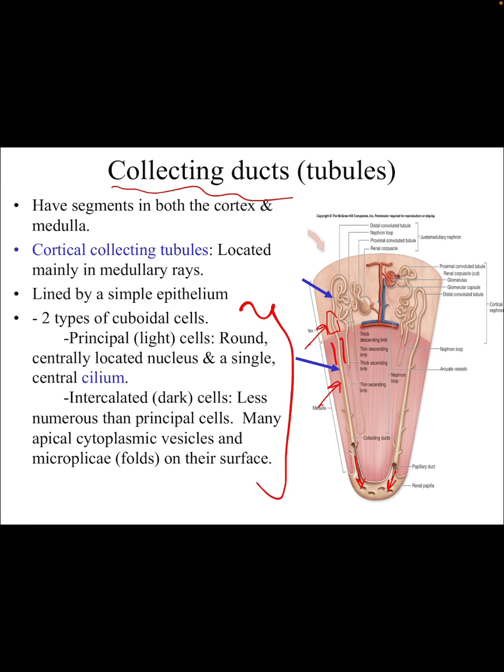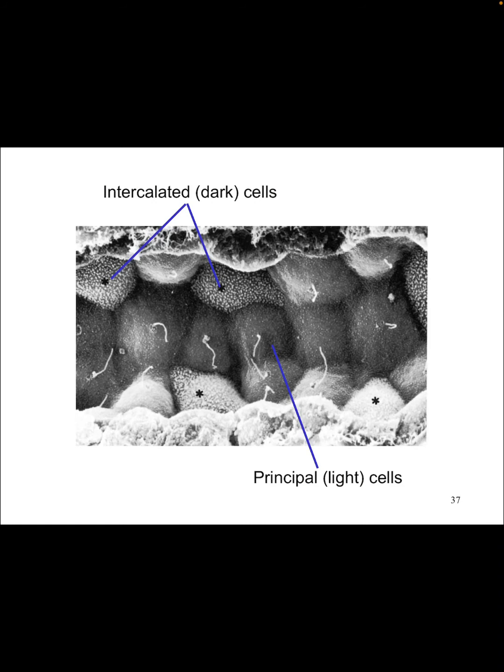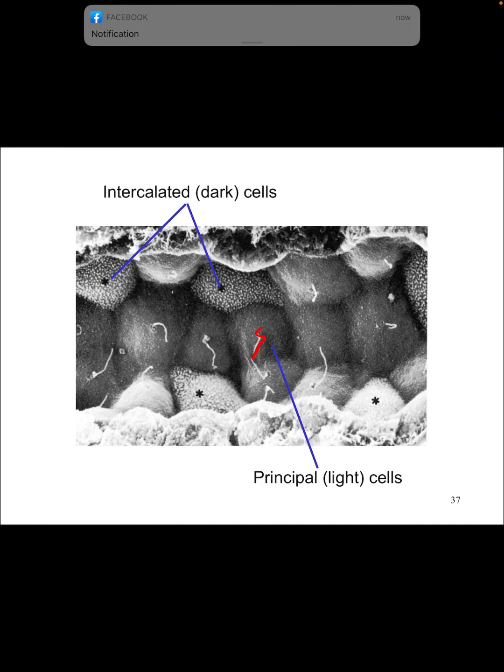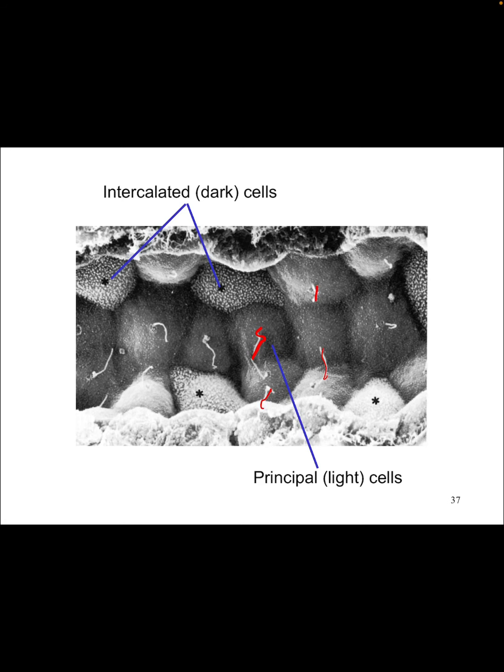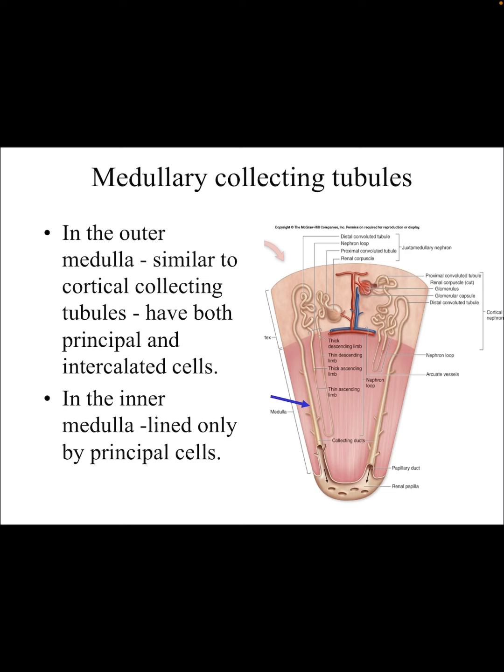Again, we have the simple cuboidal epithelium with two types of cells. We have the principal cells and we have the intercalated cells. The principal cells we can see here, whereas the cells that have apical vesicles we call the intercalated cells. For these two types of cell, we could not differentiate under a regular microscope. We need to use the electron microscope.